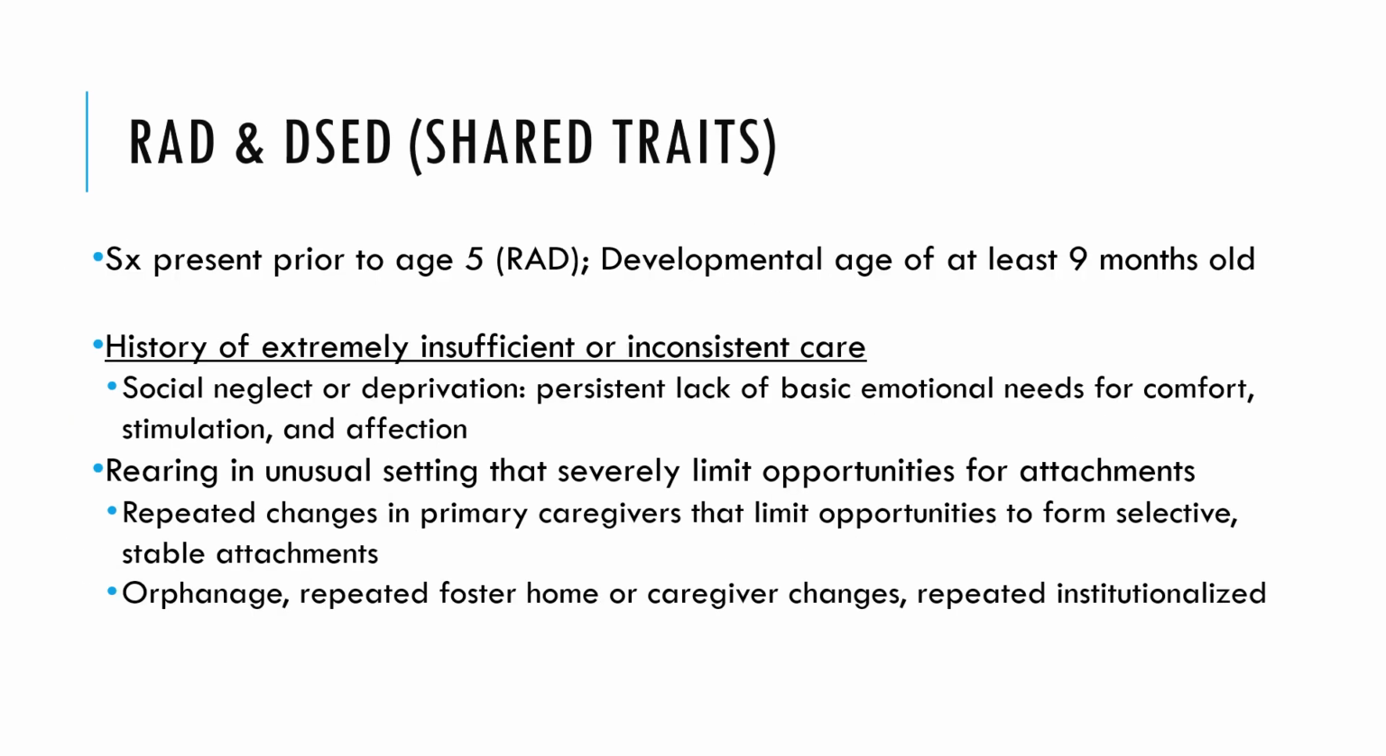Some of the shared traits, students: symptoms present prior to age 5 with RAD, developmental age of at least 9 months old, history of extremely insufficient or inconsistent care, social neglect or deprivation, persistent lack of basic emotional need for comfort, stimulation and affection, rearing in unusual setting that severely limits opportunities for attachment, repeated changes in primary caregivers that limit opportunities to form selective stable attachments, orphanage, repeated foster home or caregiver changes, repeated institutionalized.